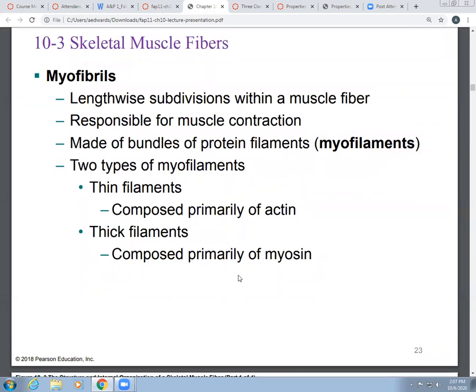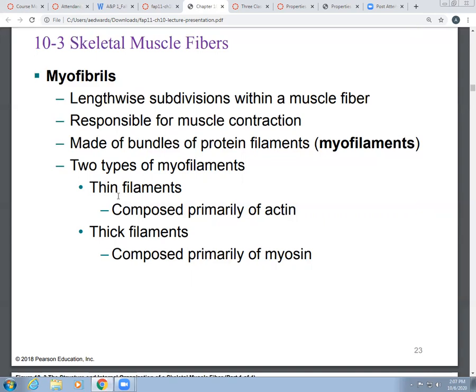Okay, another term, myofibril. These are divisions in your muscle fibers. And that's where contractions happen. And believe it or not, there's another layer underneath that, or the smaller layer you have. So just like the muscle fibers are made up of myofibrils, the myofibrils are made up of myofilaments.